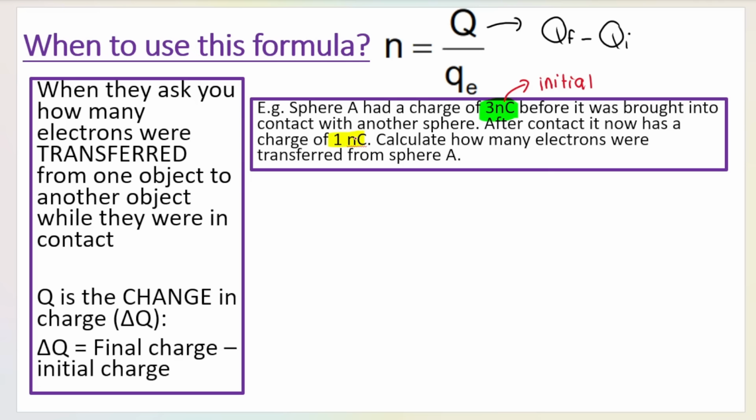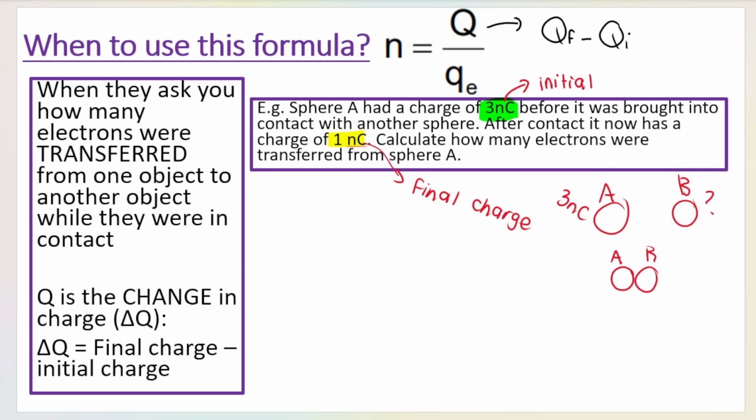So, after contact, that is the final charge. Basically, we had sphere A and sphere B. I don't know what sphere B's charge is, I don't care. Initially, it was 3 nanocoulombs. Then A and B touched, and something happened over there. Afterwards, A had a charge of 1 nanocoulomb. B, again, would also be 1 nanocoulomb, because after they touch, remember, they have the same charge. I don't really care about B in the scenario. They want to know how many electrons were transferred from sphere A.